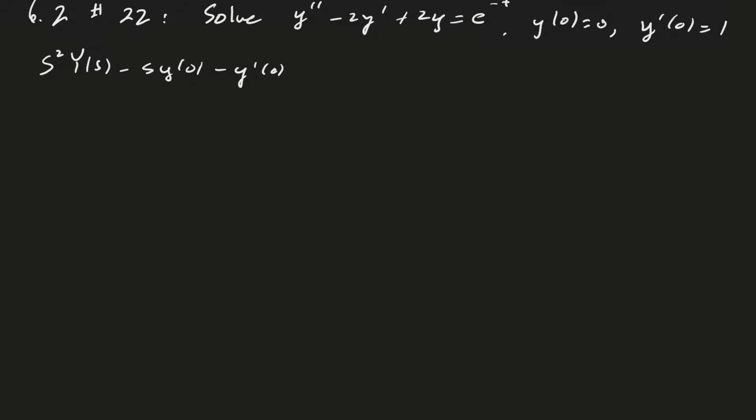And then we take minus 2, I like to use parentheses, (sY - y(0)), plus 2 times Y equals, these are Y of s, right? 1 over s plus 1. Okay, and now because y(0) equals 0, this term goes away. y'(0), let's see, that term also goes away. And then y'(0) is equal to 1, so I'll replace that with a 1.